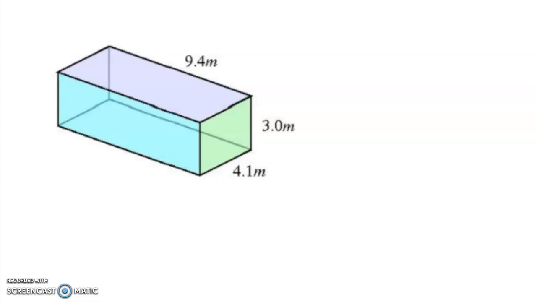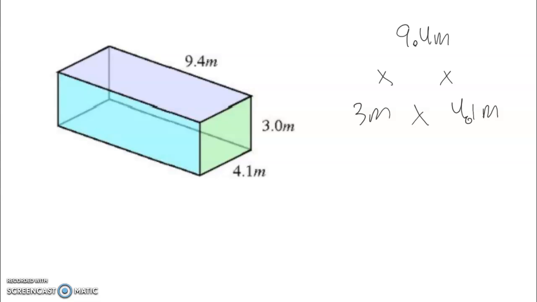All right, so we're going to find the surface area of this rectangular prism. So surface area, again, we have to add all the faces. And on a rectangular prism, you have 6 faces, 3 pairs of identical faces. And so it depends on what method you're going to choose. I'm going to go ahead and do my triangle method. I've got 9.4 meters times 3 meters, and then also times 4.1 meters.